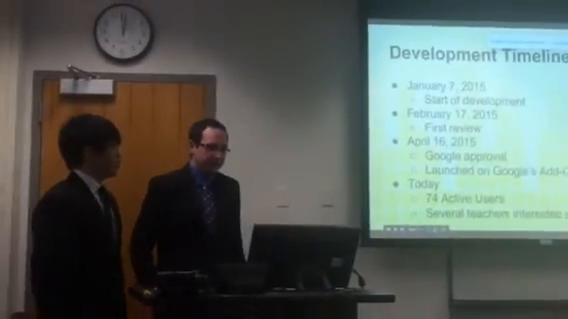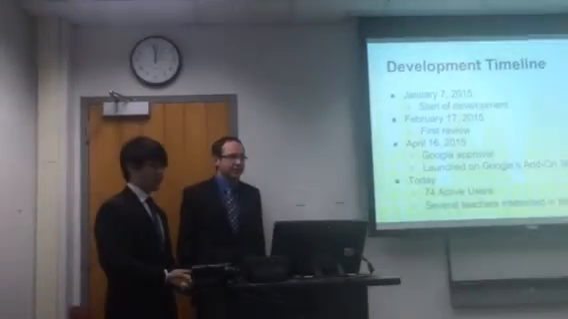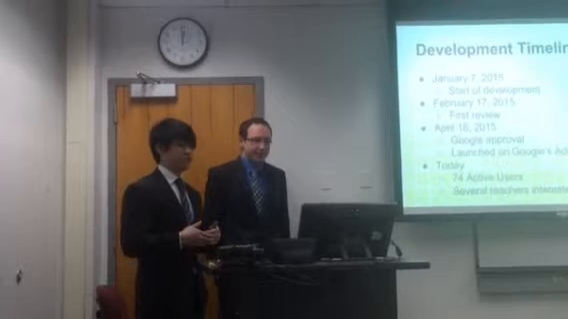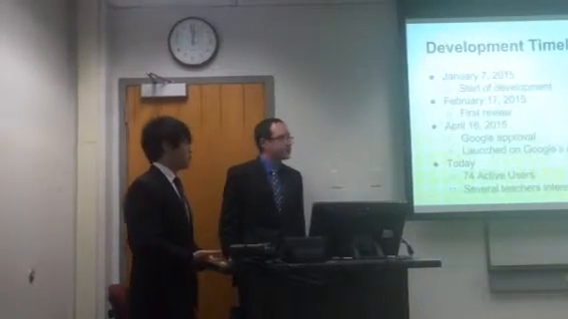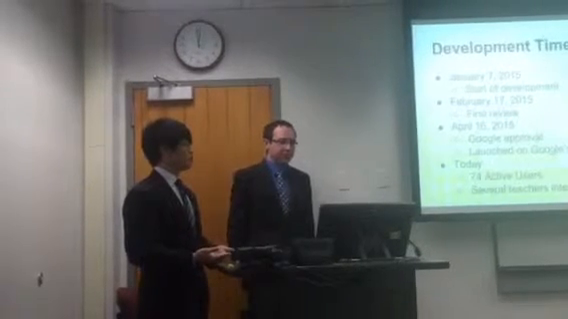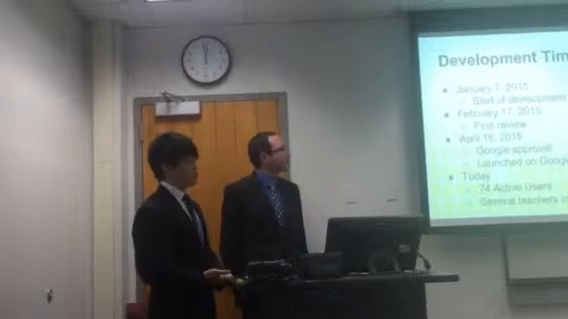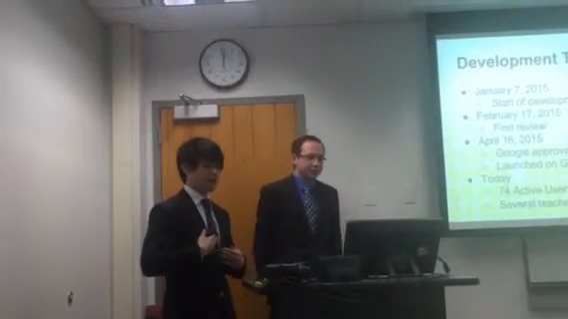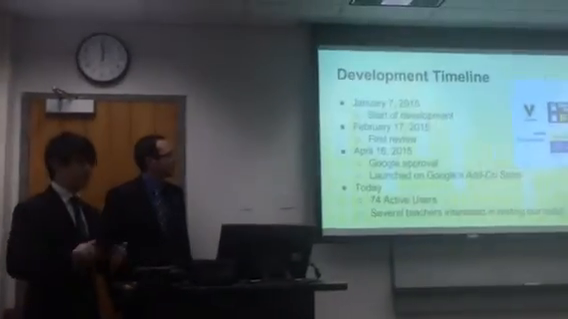All right, so our development timeline. We started this off actually in January, and we spent about a month, or a couple weeks actually, developing a working prototype for Google to review. And we sent it in to Google for our first review in February. And the little break between February and April was the whole Google process of us going back and forth, them giving us feedback, us fixing it, and then going back to them.